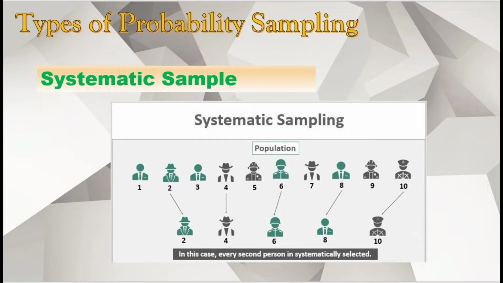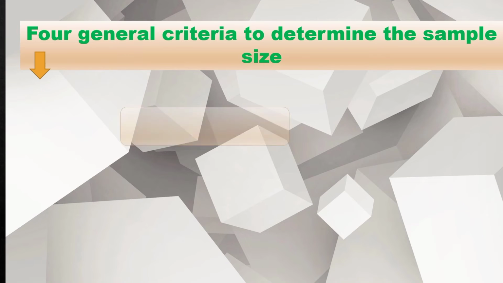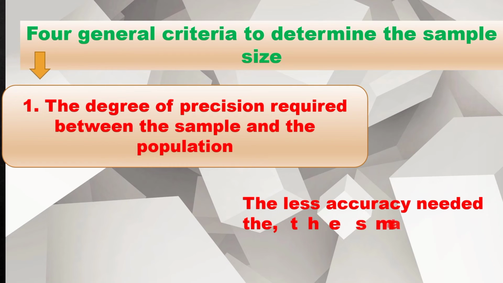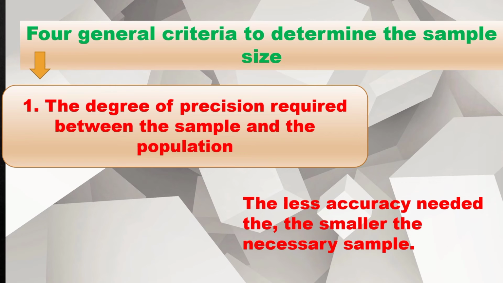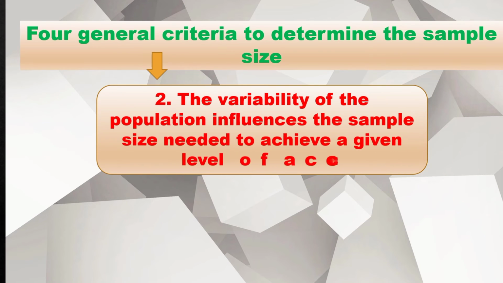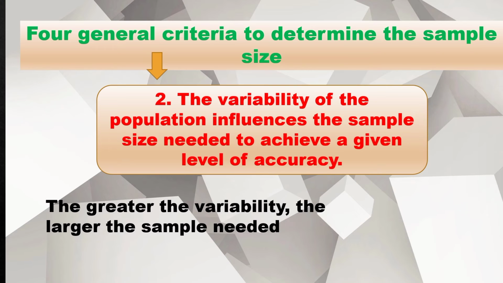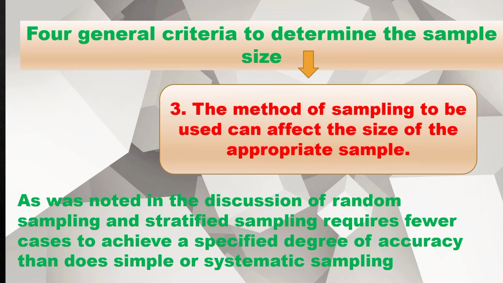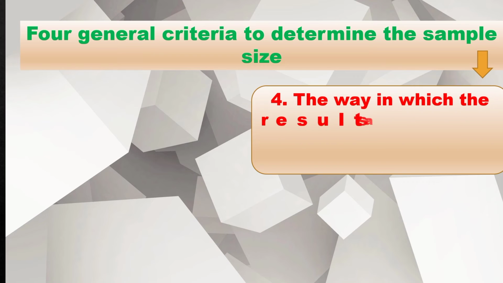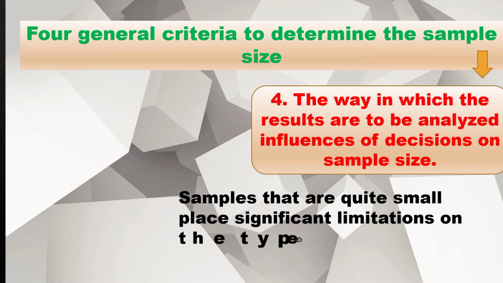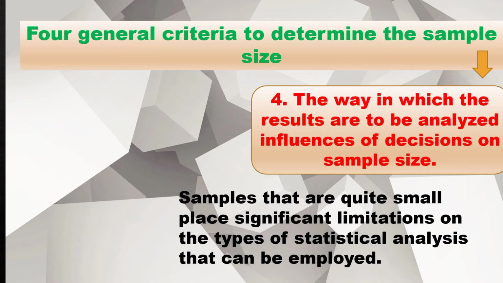Example: four general criteria that can help to determine the necessary sample size. 1. The degree of precision required between the sample and the population. The less accuracy needed, the smaller the necessary sample. 2. The variability of the population influences the sample size needed to achieve a given level of accuracy. The greater the variability, the larger the sample needed. 3. The method of sampling to be used can affect the size of the appropriate sample. 4. The way in which the results are to be analyzed influences decisions on sample size. Samples that are quite small place significant limitations on the types of statistical analysis that can be employed.